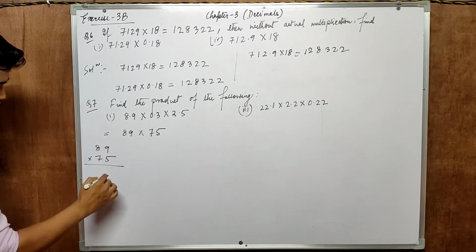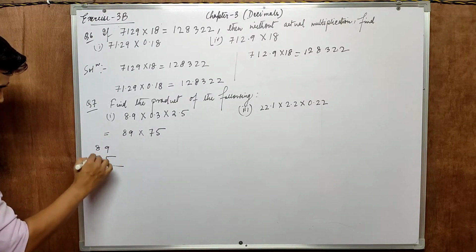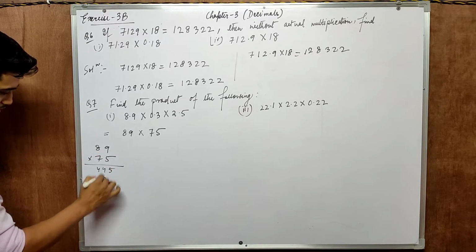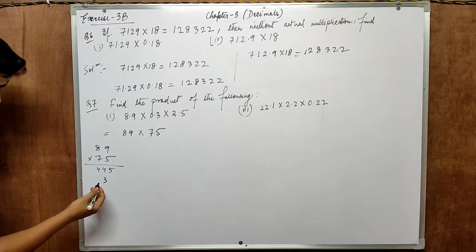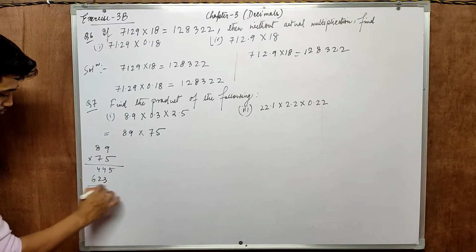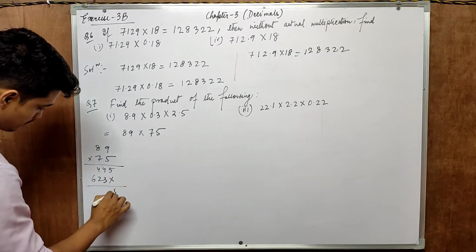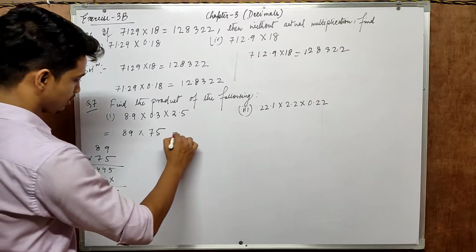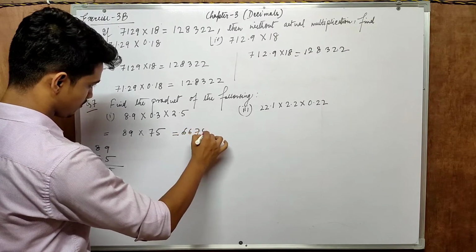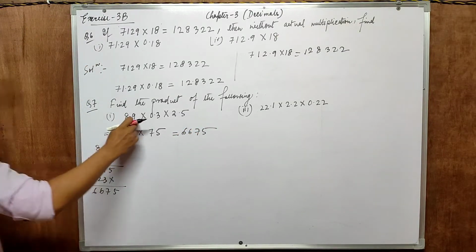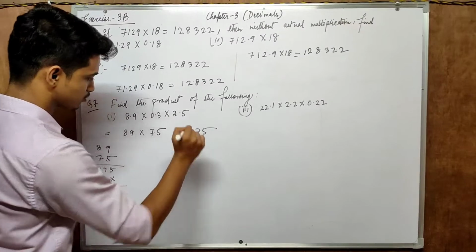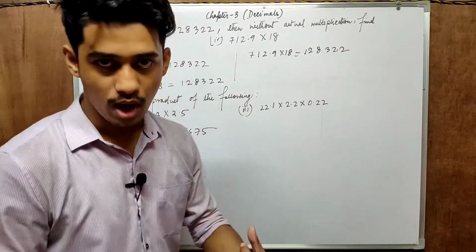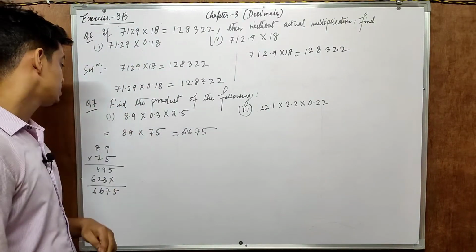So 89 into 75, what will be the answer? Multiply it. 5 into 9 is 45, 4 carry, 40, 44. Then 7 into 9, 63, 6 carry, 7 into 8, 56, 62. So the answer is coming 6, 6, 7, 5. So how many decimal places are there? 1, 2, 3. Put the point over here. So 6.675 will be the required answer of question number 7.